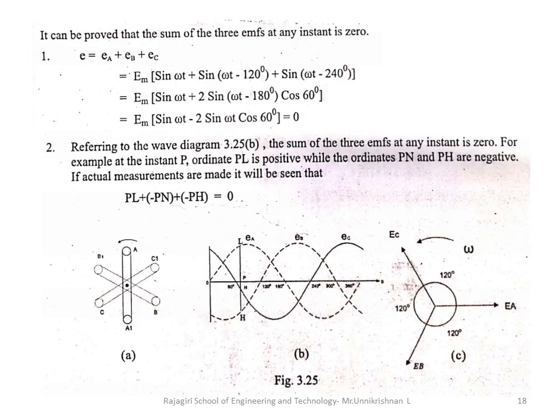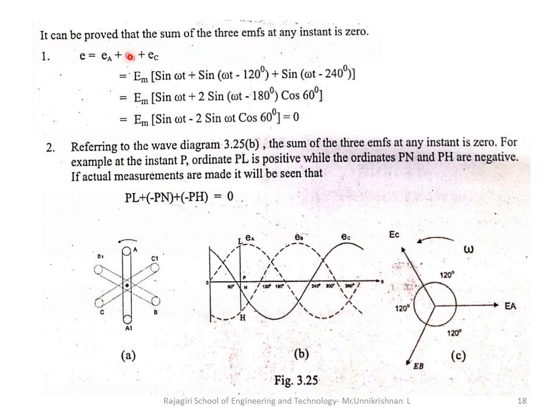Now we will get into some of the proofs we are required to do. The first one: you have to prove that the sum of the three EMFs at any instant is 0. This is the property of three-phase AC generation: at any instant, the sum of the three-phase EMFs will be 0.